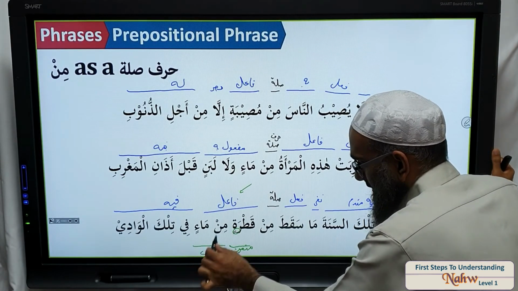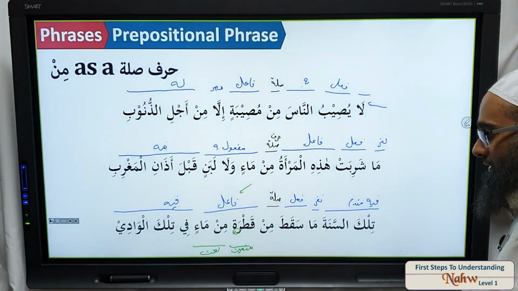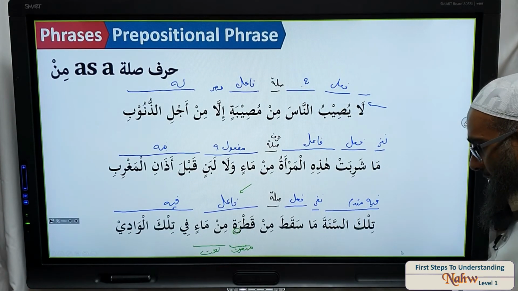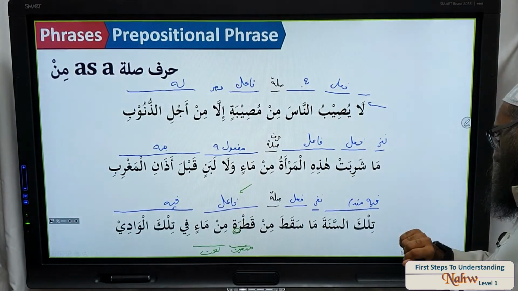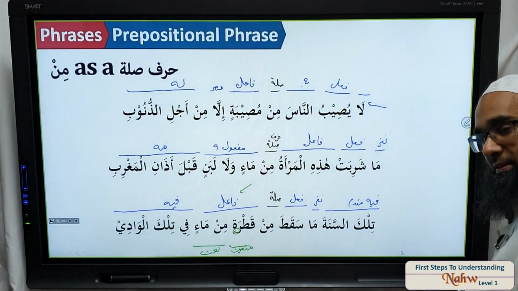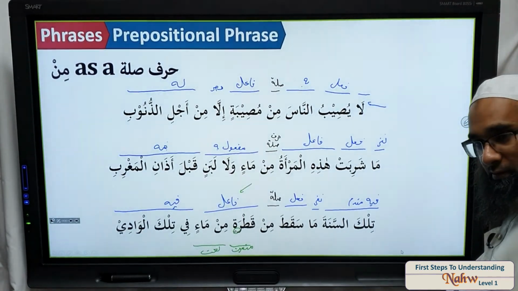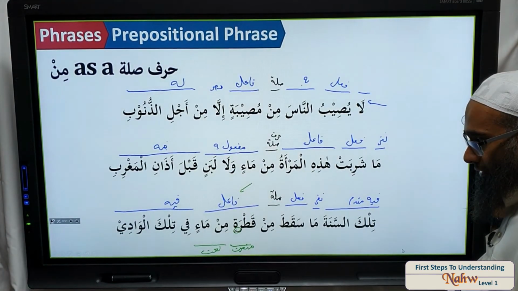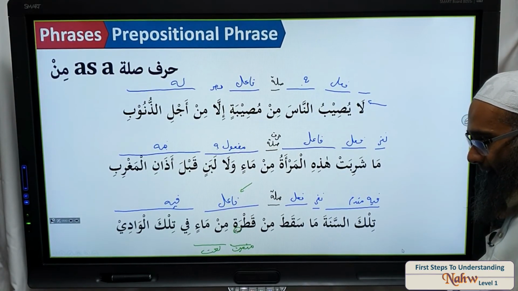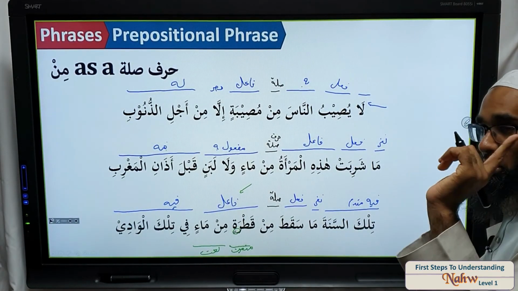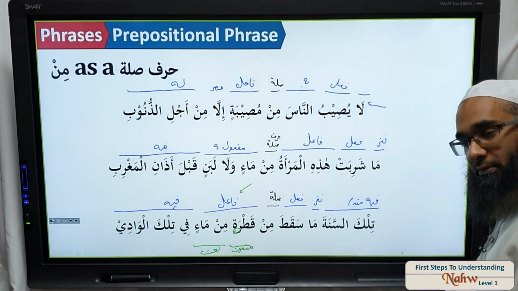ما شاء الله أن جاء بناء غير سريع. And translation. Tilka, not this, tilka is that year. So why do you put the not first? So in that year, not a drop of water.